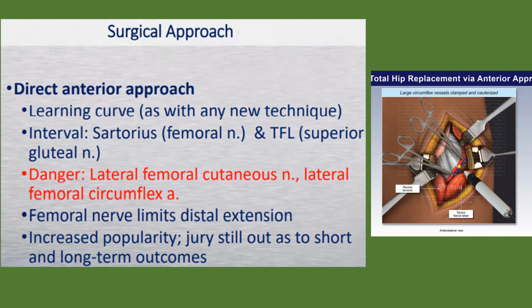Now, we go through an interval between the sartorius and the tensor fasciae latae, but you have to be careful for the femoral nerve, please, and the superior gluteal nerve. In addition, in this approach, many times we see the lateral femoral cutaneous nerve lying in front of us. Be careful, don't cut it. It's irritating to the patient when he tells you that they have numbness on the lateral aspect of one side. Okay? Now, the femoral nerve limits distal extension. And this is becoming very popular, this approach.